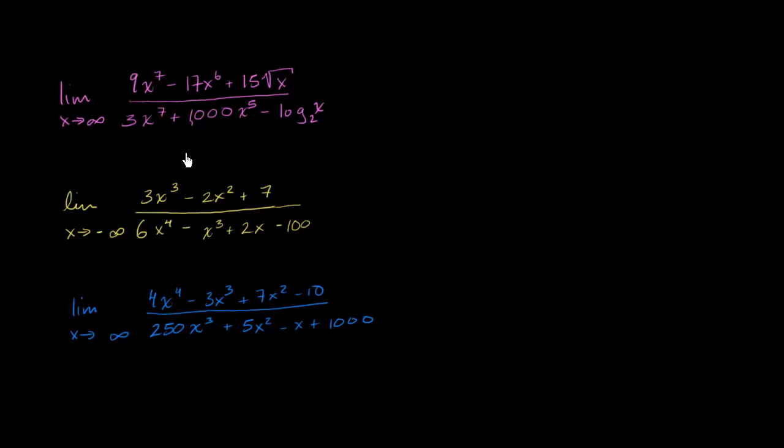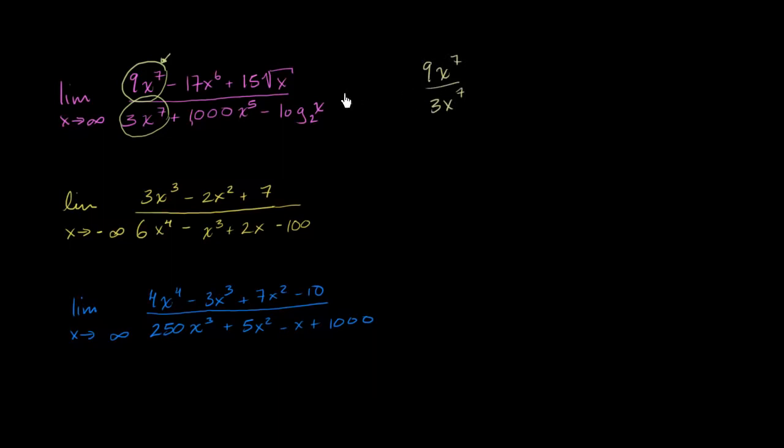And the key here, like we've seen in other examples, is just to realize which terms will dominate. So for example, in the numerator, out of these three terms, the 9x to the 7th is going to grow much faster than any of these other terms. So this is the dominating term in the numerator, and the denominator, 3x to the 7th, is going to grow much faster than an x to the 5th term, and definitely much faster than a log base 2 term. So as we get closer and closer to infinity, this function is going to be roughly equal to 9x to the 7th over 3x to the 7th.